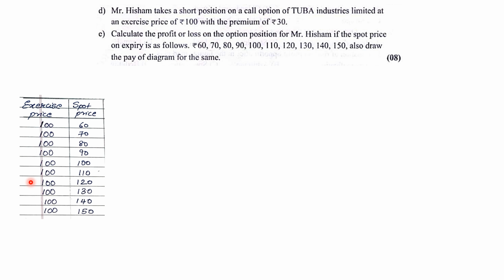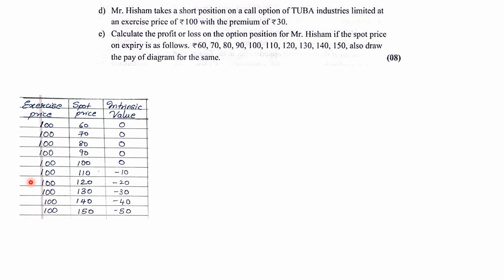Next we need to find the intrinsic value. Intrinsic value is very simple. Now this is a call option short position, that is the seller's payoff. So remember, the rule for seller payoff is that till the price where spot is equal to X, everything will be 0, and after that there will be negatives. So 100 minus 110, 100 minus 120, 130, 140, 150. That will become negative 10, negative 20, negative 30, negative 40, negative 50.